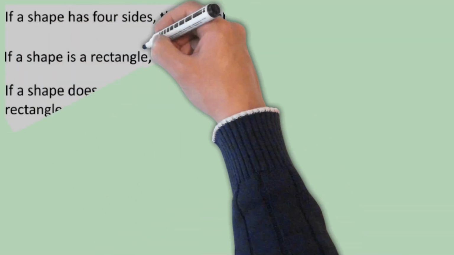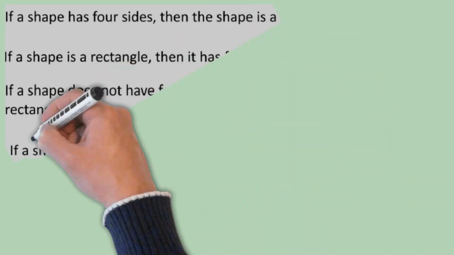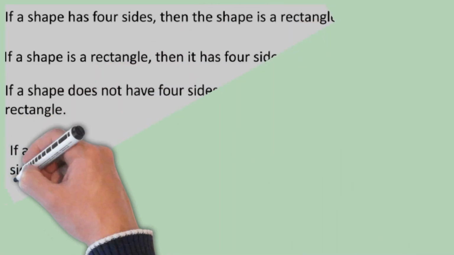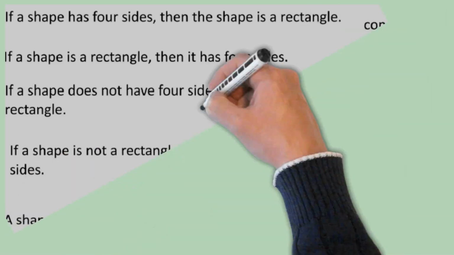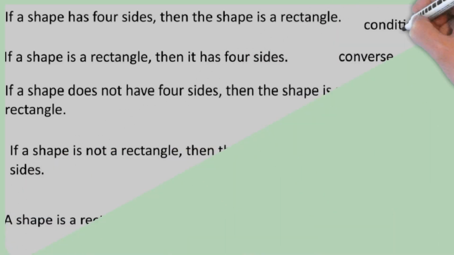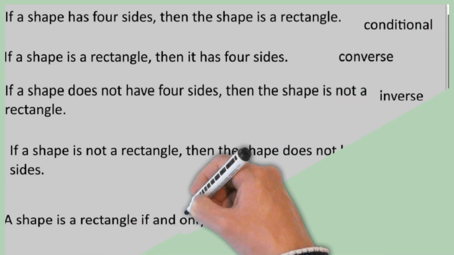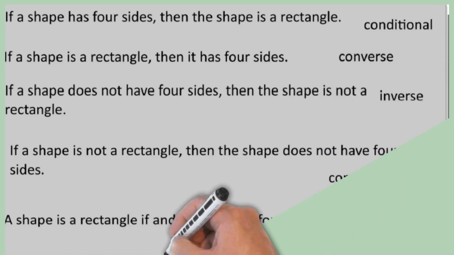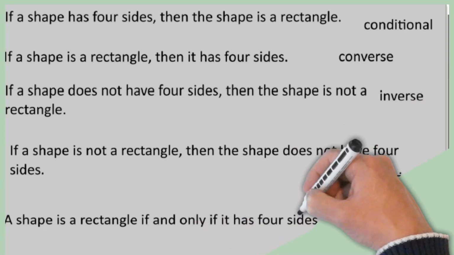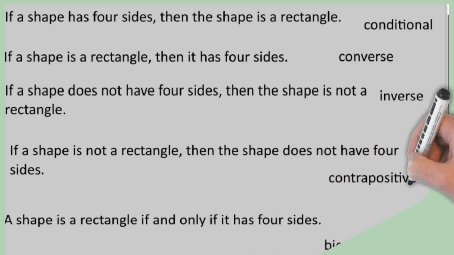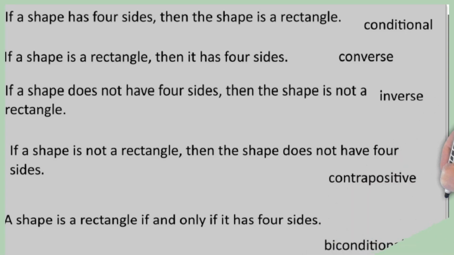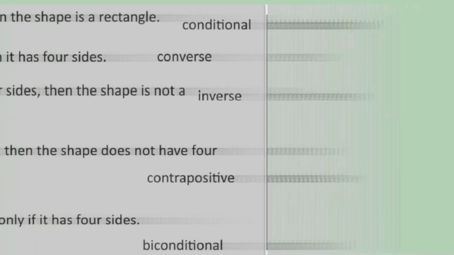So in this example, we have a conditional statement where it says, if a shape has four sides, then the shape is rectangular. The converse will be, if a shape is rectangular, then it has four sides. The inverse is, if a shape does not have four sides, then the shape is not rectangular. And the contrapositive is, if a shape is not rectangular, then the shape does not have four sides. A biconditional will be, a shape is rectangular if and only if it has four sides.